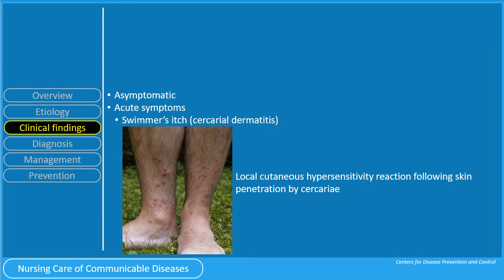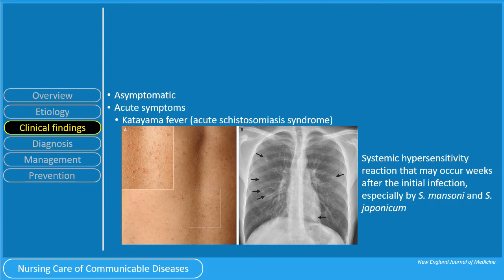Swimmer's itch is also known as cercarial dermatitis. It is a local cutaneous hypersensitivity reaction following skin penetration by cercaria. It appears as small, itchy maculopapular lesions as seen in this slide. Katayama fever or acute schistosomiasis syndrome is a systemic hypersensitivity reaction that may occur weeks after initial infection, especially by S. mansoni and S. japonicum.